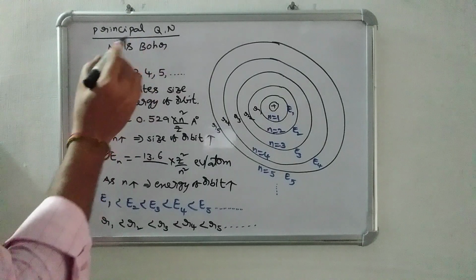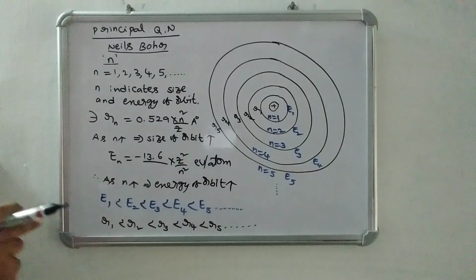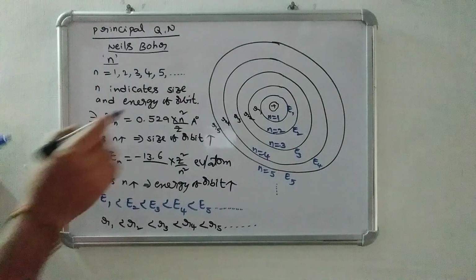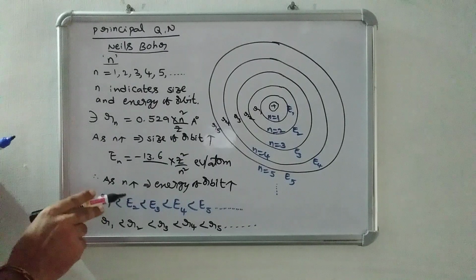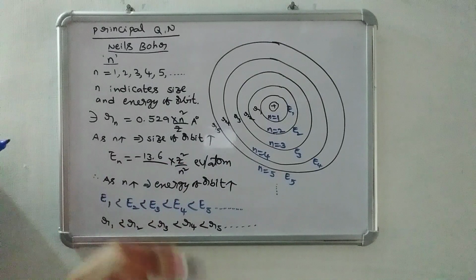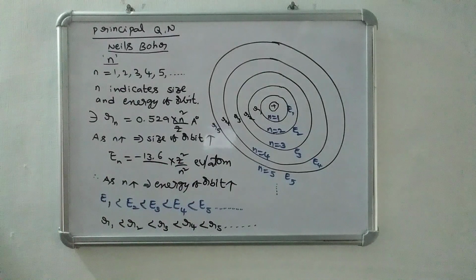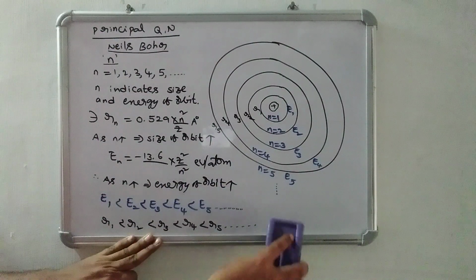The principal quantum number was proposed by Niels Bohr and is indicated by the letter n, with values 1, 2, 3, 4, 5 and so on. n indicates the size and energy of the orbit. As the n value increases, both the size and energy of the orbit gradually increase. This is about the principal quantum number. One more point about the principal quantum number.